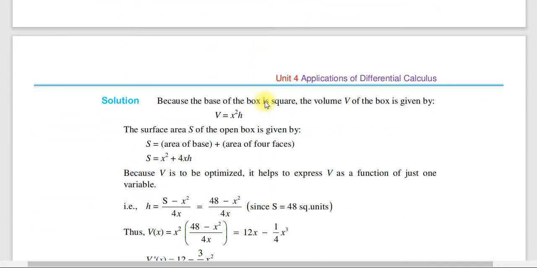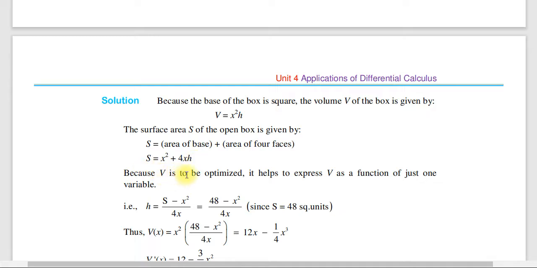Because the base of the box is square, the volume V of the box is given by V is equal to x squared h. The surface area S of the open box is given by the area of the base plus the area of the four faces. That is x squared plus 4xh. x squared is the base area, and 4xh is the area of the four faces.